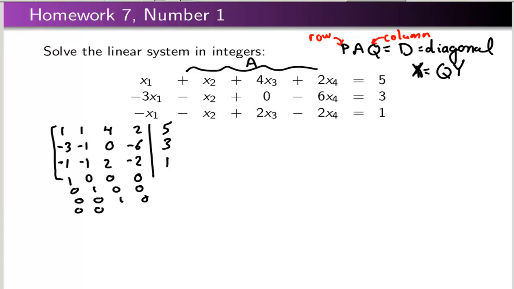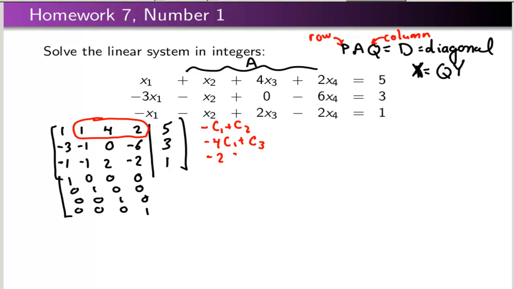0, 0, 0, 0, 1. Okay, so our first step is to clean up these 3 entries by doing appropriate column operations. So I'm going to do minus column 1 added to column 2, minus 4 times column 1 added to column 3, and minus 2 times column 1 added to column 4. Okay, so just do that.